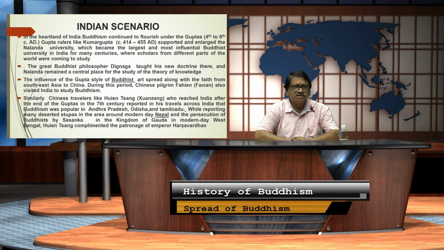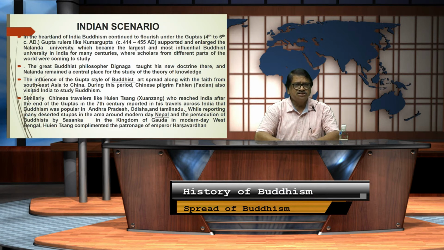In the heartland of India, Buddhism continued to flourish under the Guptas. The Guptas were a very big dynasty, which ruled India from the 4th century to the 6th century AD. Gupta rulers like Kumaragupta, who ruled from 414 to 455 AD, supported and enlarged Nalanda University, which was already there, and this became the largest and most influential Buddhist university in India for many centuries, where scholars from different parts of the world came to study.